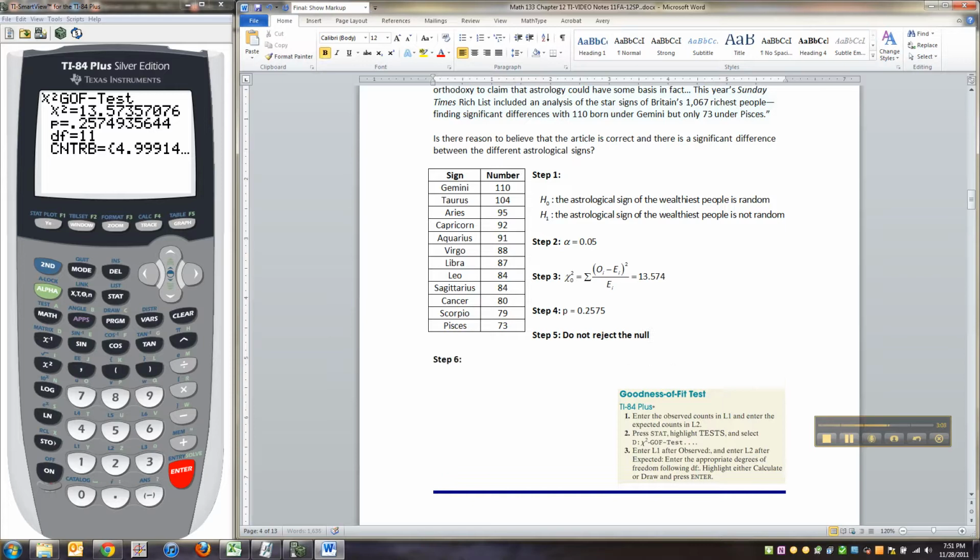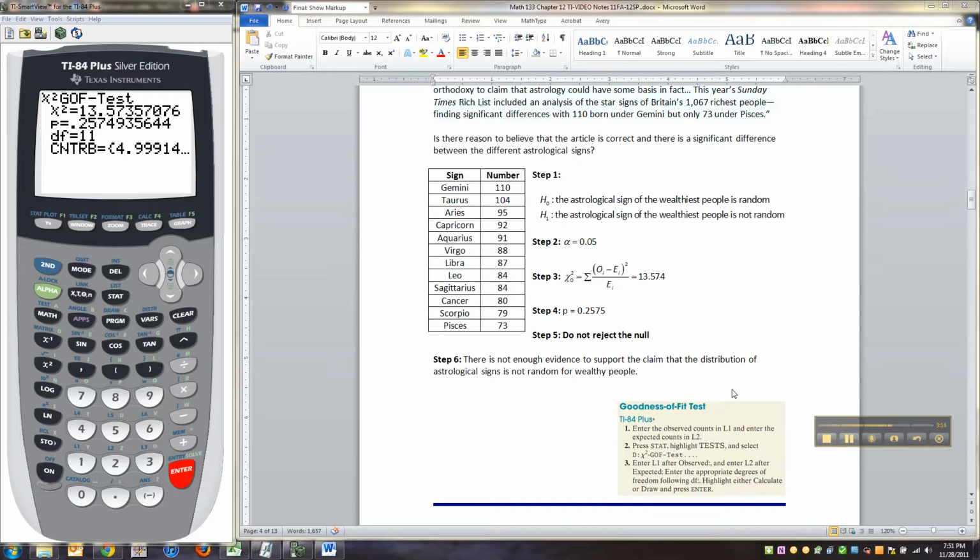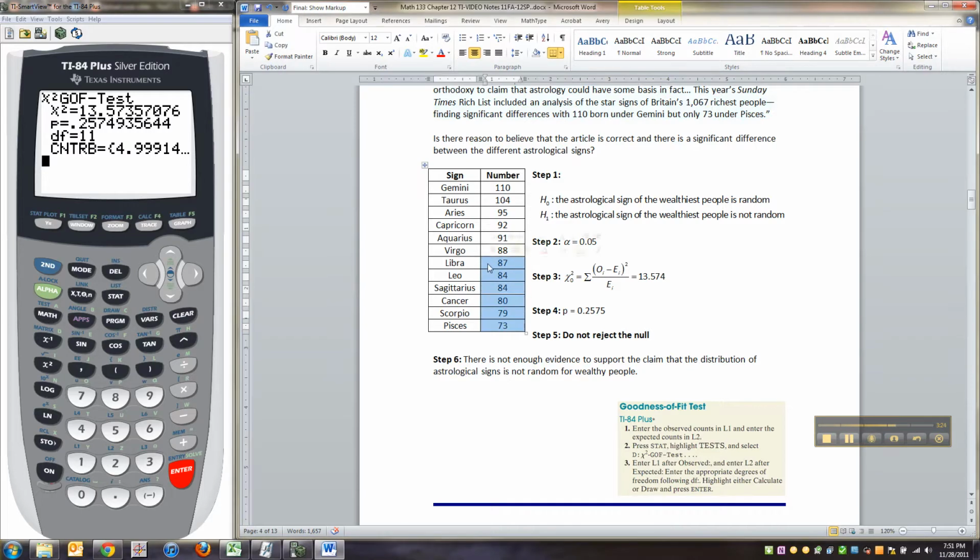Step 6, there is not... hold on one second. There we go. We did not get enough evidence to support the claim that the distribution of astrological signs is not random and uniform for the wealthiest people in the world. It doesn't mean it's not true, it just means we didn't get enough evidence to support it.